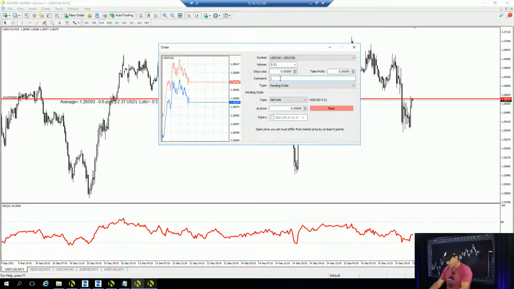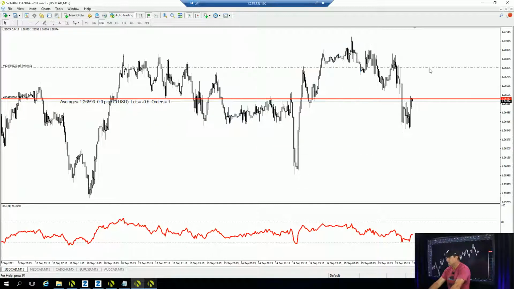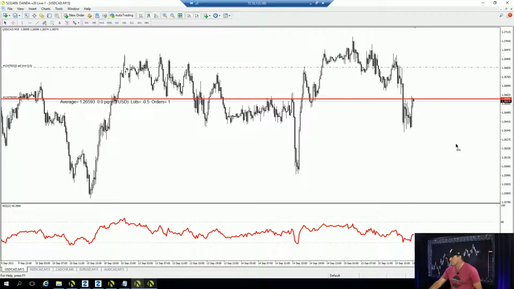And I'm going to call this entry 2. And I'm going to go ahead and mark off it's 1.26 again. That changed, 1.2684 right here. And I'm going to go ahead and submit that. That's a pending limit order. All right, it says sell limit order. So there it is. Now I'm not done yet. I'm going to go ahead and add some more positions.